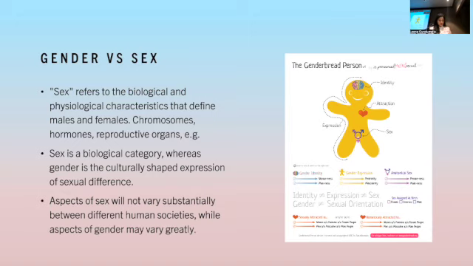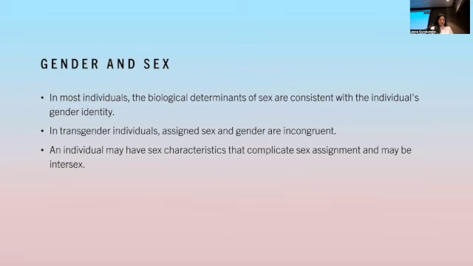I'd like to clarify the difference between gender and sex. Sex is the biological and physiological characteristics that define males and females. So for instance, chromosomes, reproductive organs. Sex is a biological category, whereas gender is the culturally shaped expression of sexual difference. Aspects of sex will not vary substantially between human cultures, but aspects of gender may vary greatly between cultures. In most people, sex is consistent with their gender identity. In a small minority of people, it's not. Additionally, someone may have intermediate or conflicting sex characteristics. This can be seen in those who are intersex.